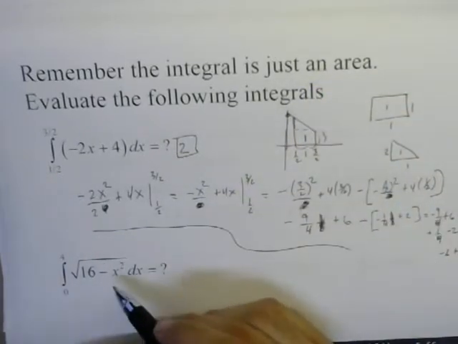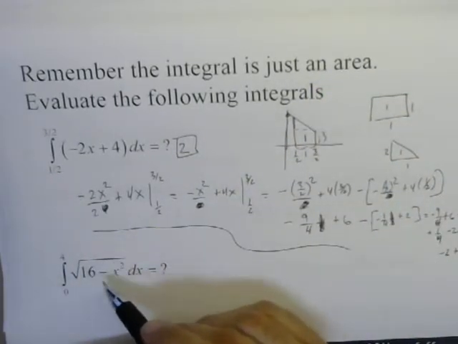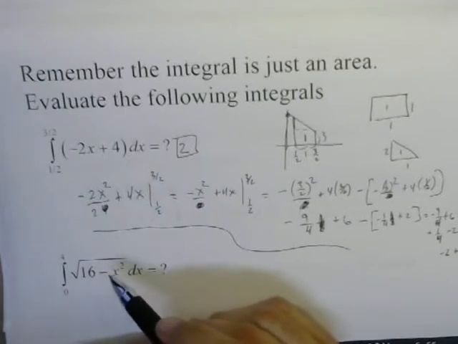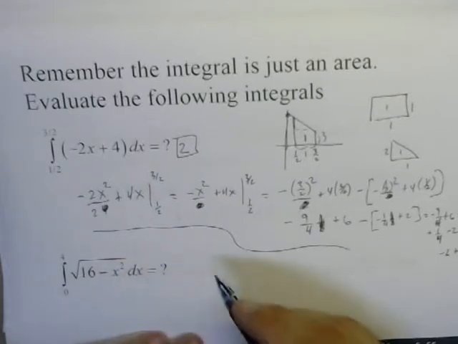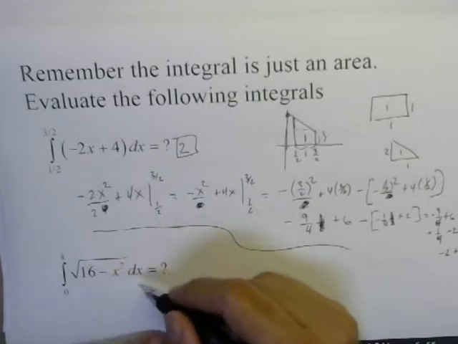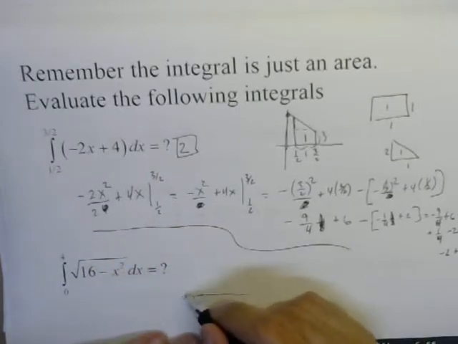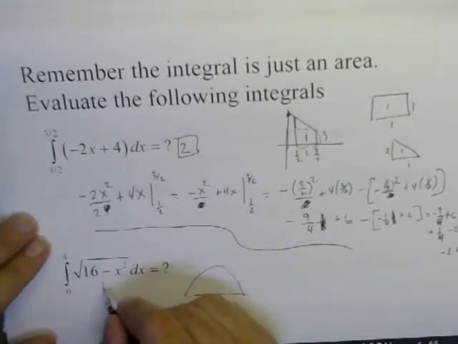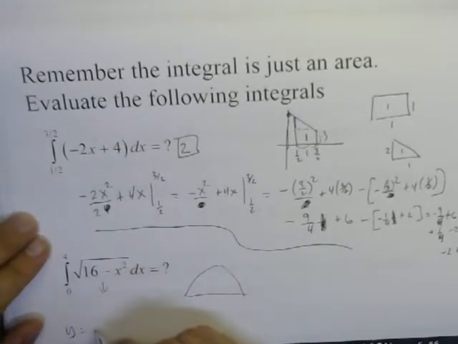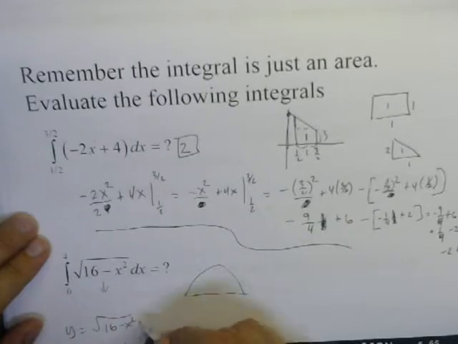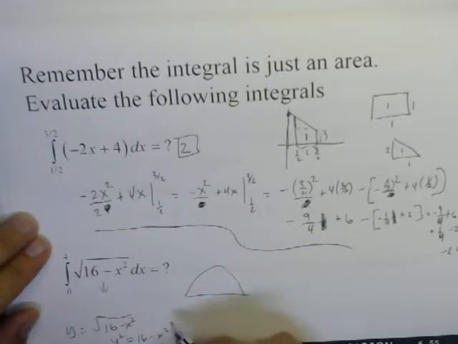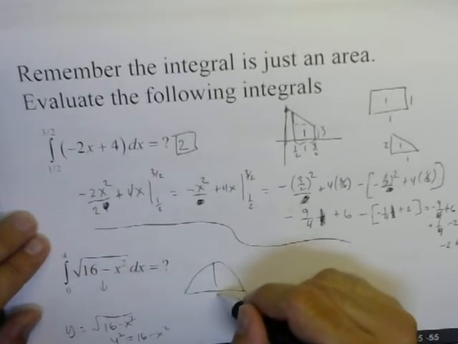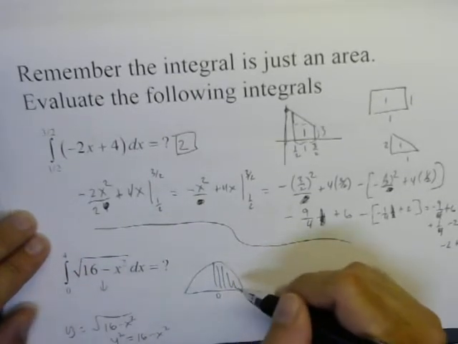Like, for example, if you look at this one, you might wonder, well, what is the antiderivative of that? We haven't really talked about stuff like that. Well, again, you don't have to think of it that way, right? Think of this as the top half of a circle, radius 4, because you could think of this as your y. So you've got y is equal to the square root of 16 minus x squared. If you square both sides, you get y squared is equal to 16 minus x squared. And then you're just trying to find the area from 0 to 4.